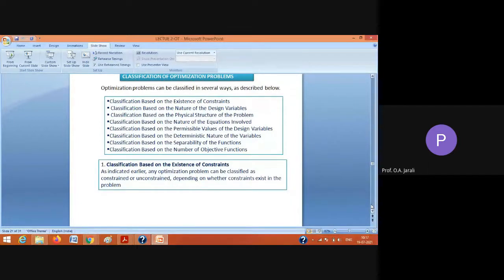If there is no boundary, no limit, no restrictions, then it is unconstrained. Very rare cases there are unconstrained problems. In many problems, they are constrained only, as they have some conditions, some limitations.